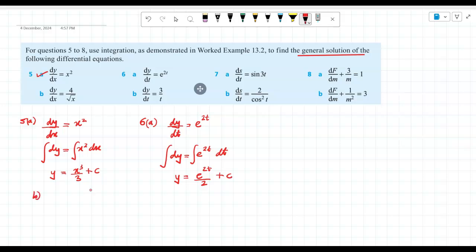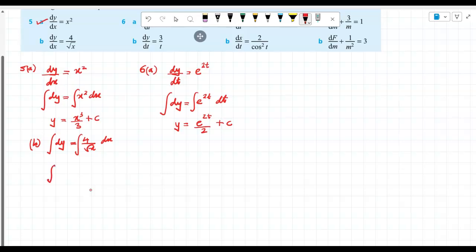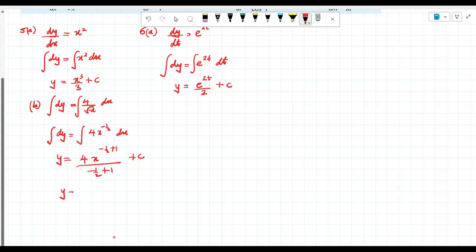By the way, let's do 5b also. So dy, cross multiply, is equal to 4 upon root x dx. Correct? Integrate both the sides. y equals 4x raised to minus half plus 1 upon minus half plus 1, plus c. So y is equal to 4 x raised to half, and this is half now, so you can get this on top, plus c. So y is equal to 8 root x plus c.